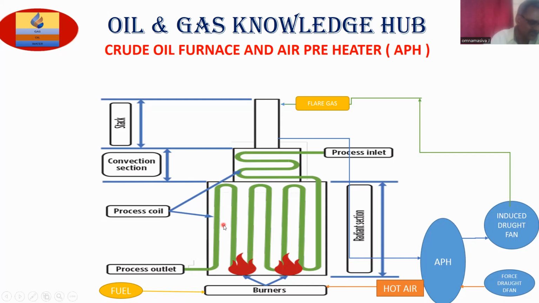The radiant section, where tubes are directly heated by radiation from the burner flames. This is the burner. Because of the burner and the hot air supply, radiation will form. This radiation will heat the tubes. Again and again, we are discussing the same point. Why am I repeatedly telling? Try to understand very clearly.